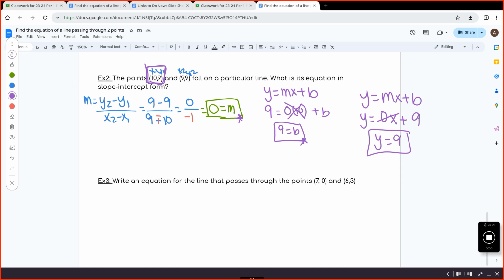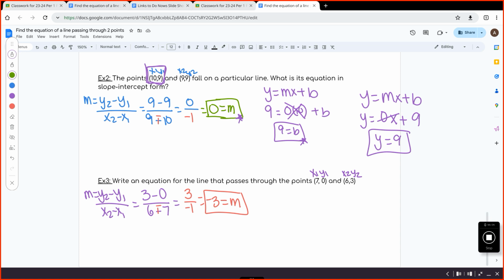All right, now example 3. We are going to start again with our slope. Write the equation for a line that passes through the points (7, 0) and (6, 3). So first we're going to do y2 minus y1 over x2 minus x1. We're going to say x1, y1, x2, y2. y2 is 3 minus y1, which is 0, over x2, which is 6, minus x1, which is 7. So now we have 3 minus 0 is 3. 6 minus 7, keep change, you get negative 1. So negative 3 is your slope.